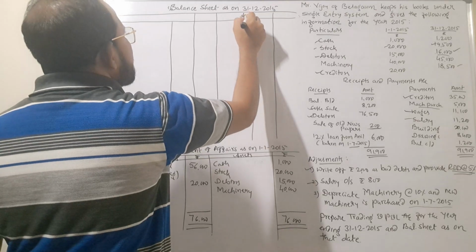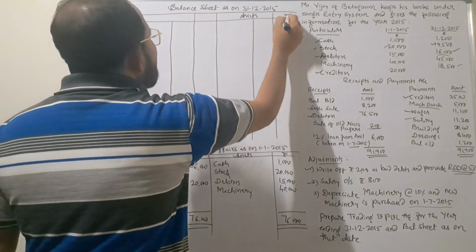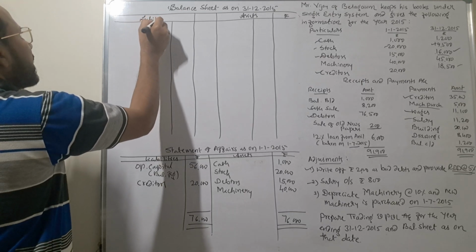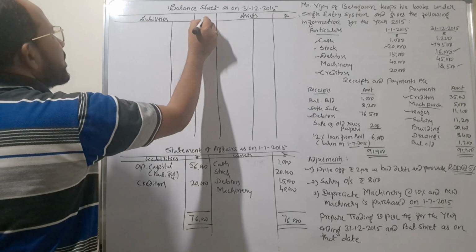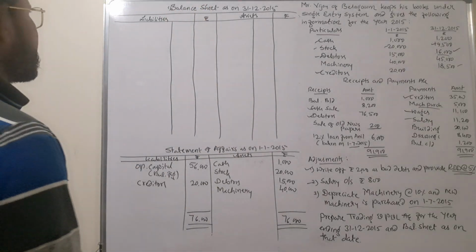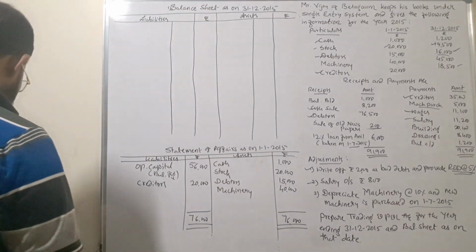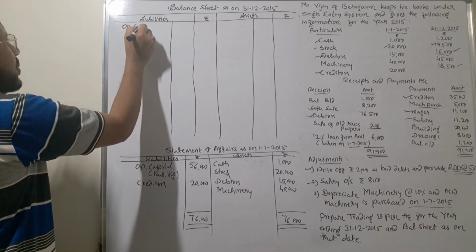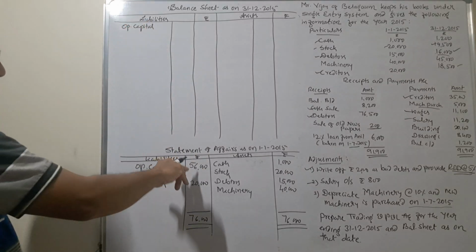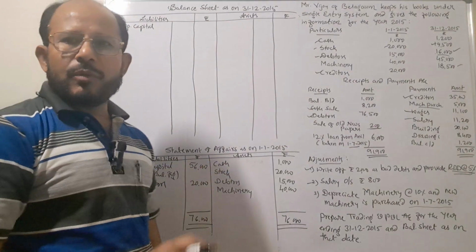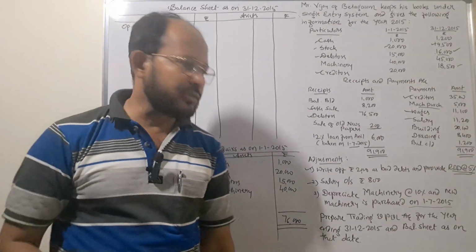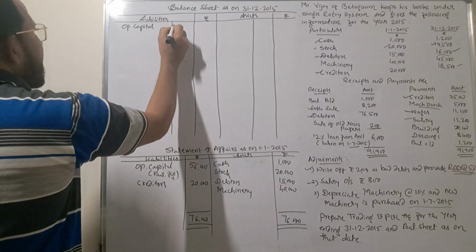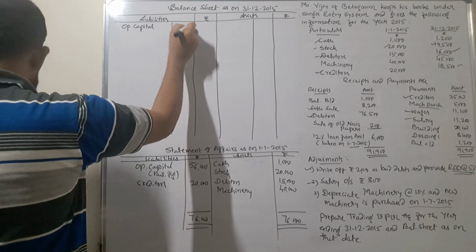Okay, here write assets amount in rupees, and here liabilities amount in rupees. Let us start our balance sheet by taking the opening capital. Just now we calculated opening capital by preparing the opening statement of affairs. That is why, what is the amount here? Rupees 56,000. That we have to write in the inner column.